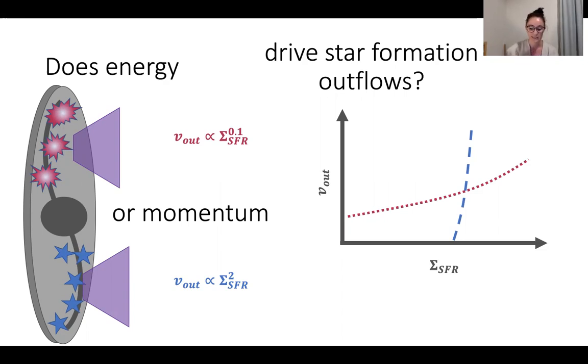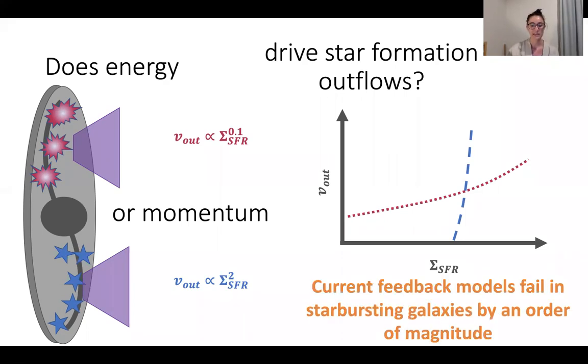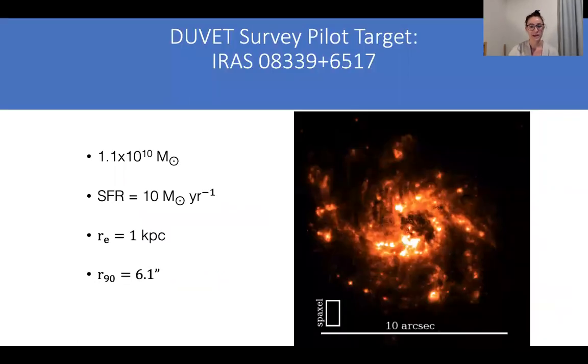The reason we're asking this question is that current feedback models fail by an order of magnitude in starbursting galaxies, which are the galaxies most likely to occur at redshifts 1 to 2. The DUVET survey is using KCWI to make resolved observations of starbursting galaxies in our local universe, which can be used as analogues to high redshift galaxies.